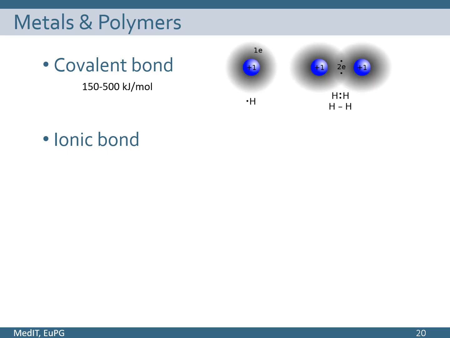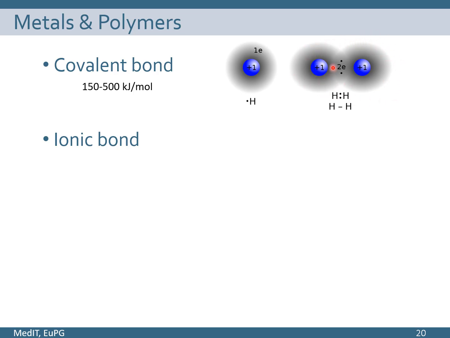So here is another example of a covalent bond. Here, each hydrogen atom needs to gain one electron, but a hydrogen can also share its electron with another hydrogen. Okay? That's what you see here.